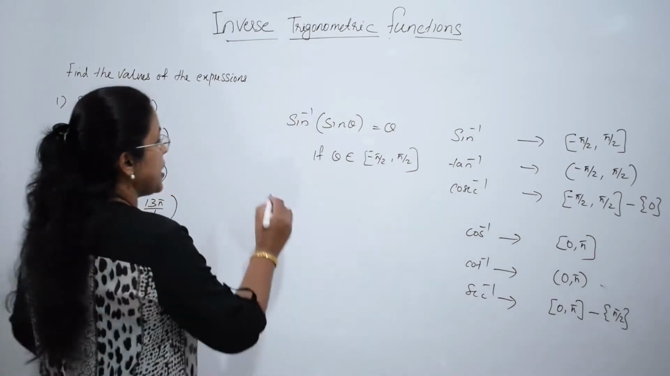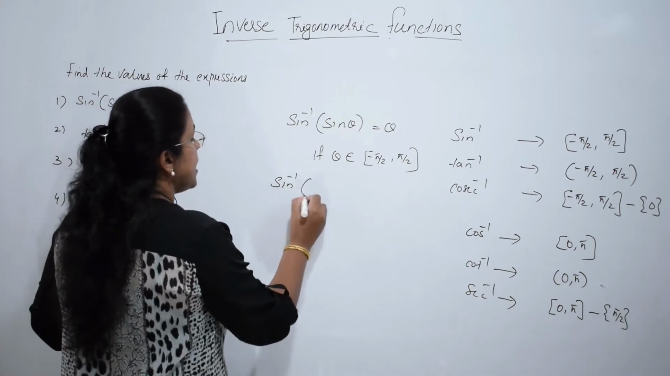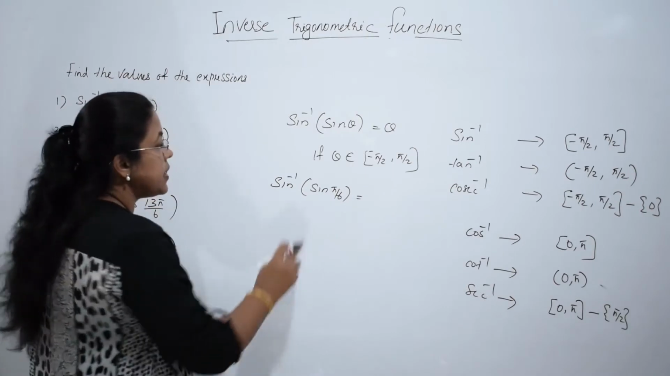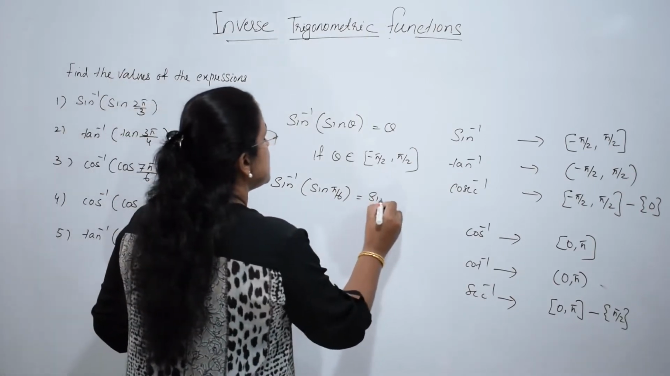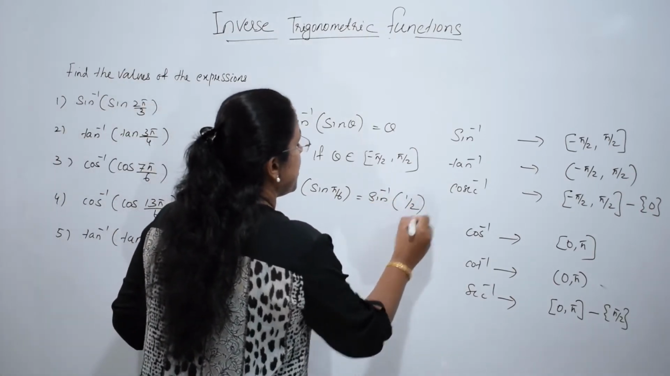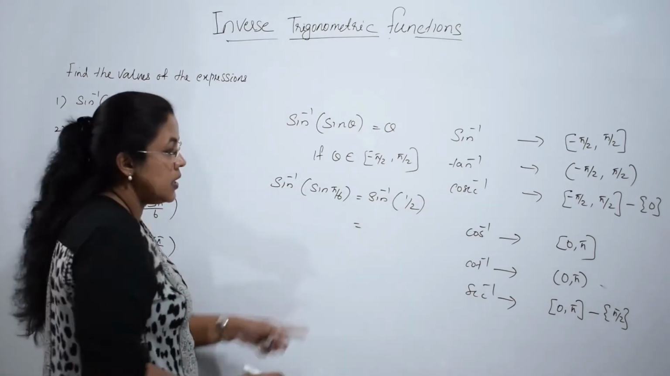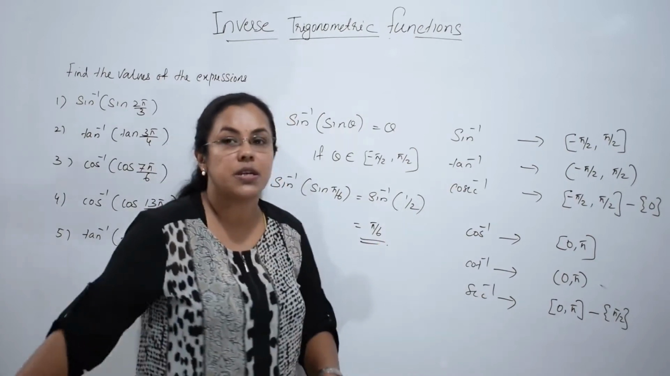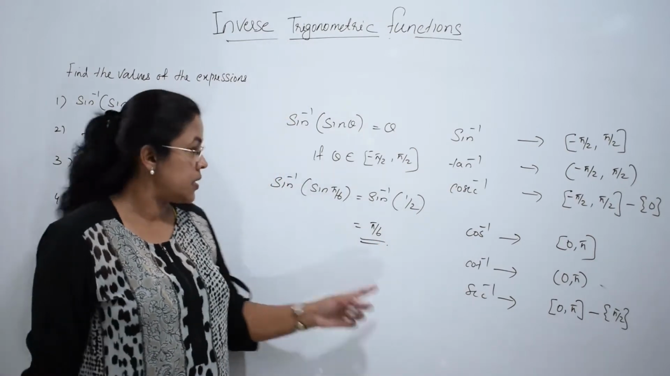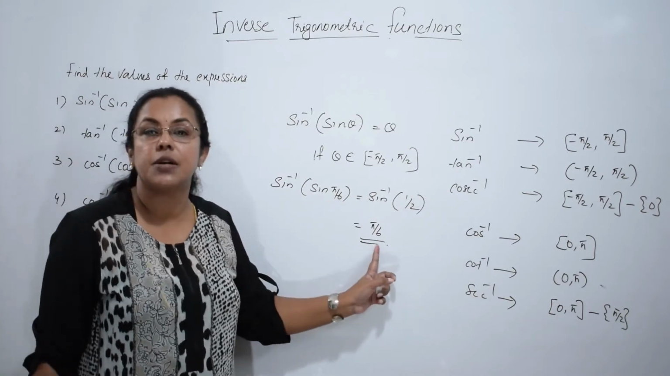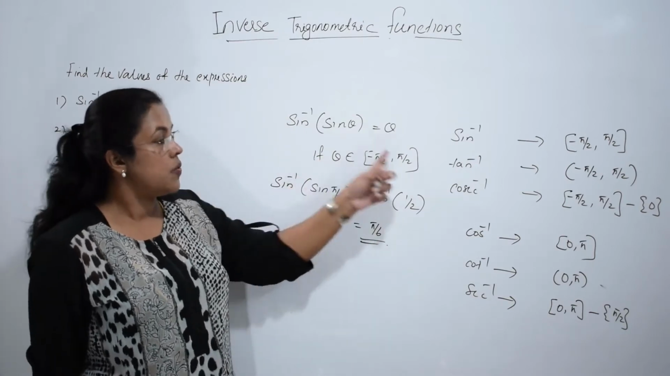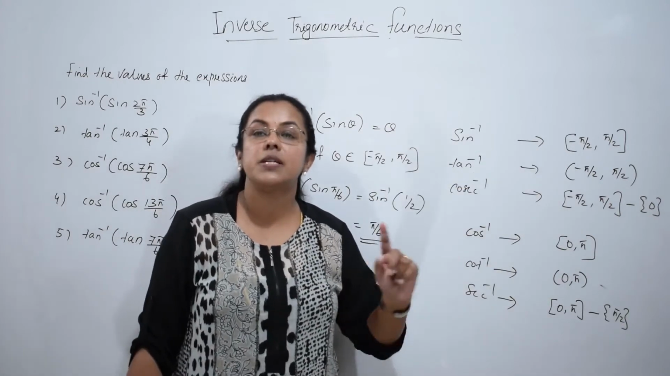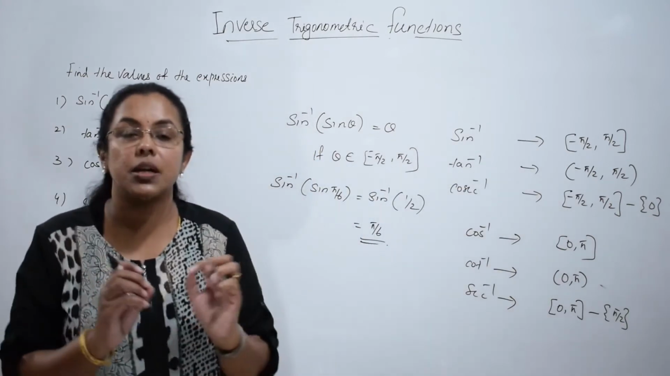I am explaining with an example that will be easy. Sine inverse sine 30 is equal to what? What is sine 30? Sine 30 is 1 by 2. Sine inverse half is equal to what? Pi by 6. Means sine inverse sine theta is equal to theta. This is true when theta is an element of the principal branch. Otherwise, we have to convert it. Hope it is clear to you now.